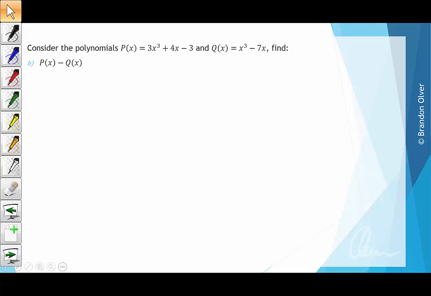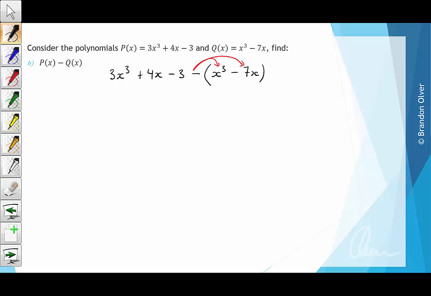Next, we're going to consider the same polynomials p of x and q of x, and this time we're going to do the subtraction p of x minus q of x. So p of x is going to be 3x to the power of 3 plus 4x minus 3, and then we're going to subtract off, and we need to open up a bracket and write down q of x. So we're going to have x to the power of 3 minus 7x. And that bracket's very important because when we expand that through, we're going to end up with positive 7x.